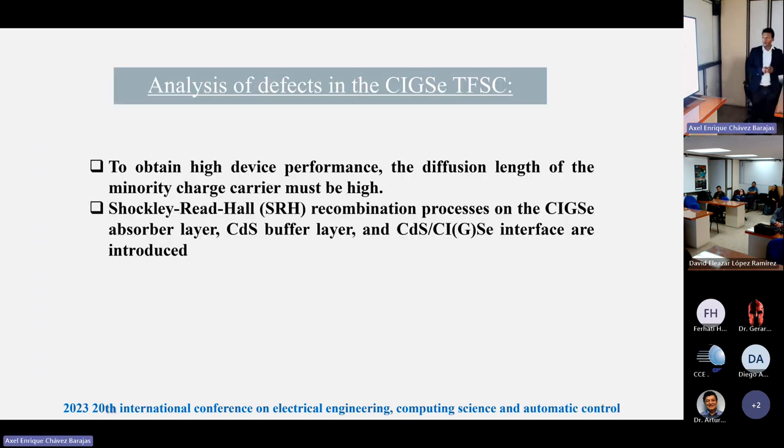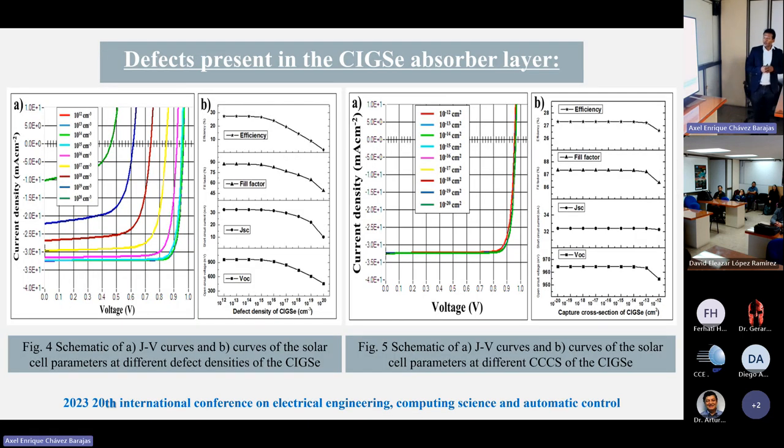Then we focused on the different defects: defects in the absorber layer, the CdS buffer layer, and the CIGS/CdS interface. Here we have varied the defect density and carrier capture cross section for the absorber layer. You can see from here that at a defect density of 10 to the power 14 to 15, the efficiency starts to decrease.